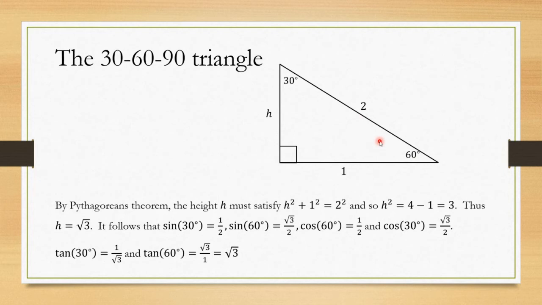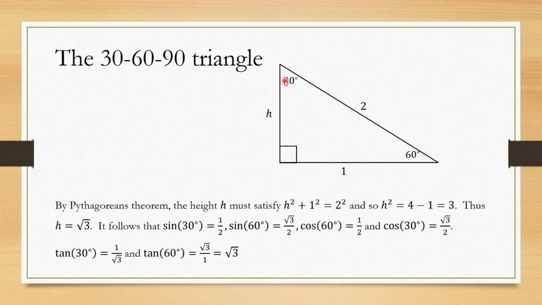Now for 30 degrees, this side is the opposite side, and this side is adjacent relative to 30 degrees. So for sine of 30 degrees, you would have opposite, which is 1, divided by hypotenuse, which is 2. Opposite over hypotenuse. So that's what we get here.